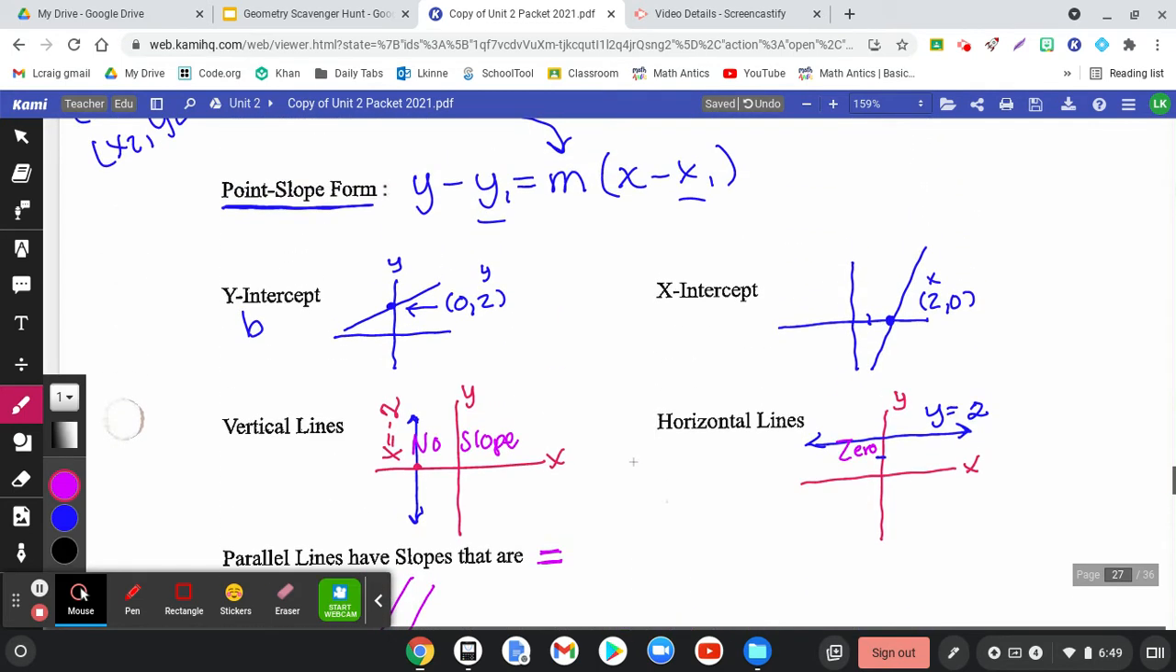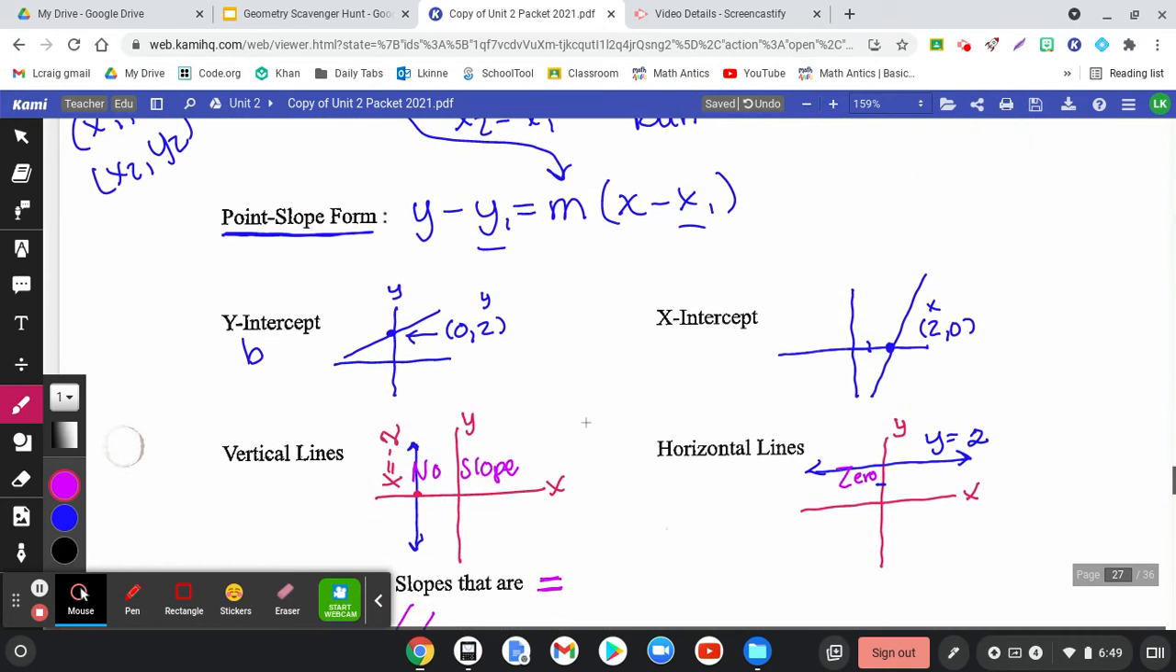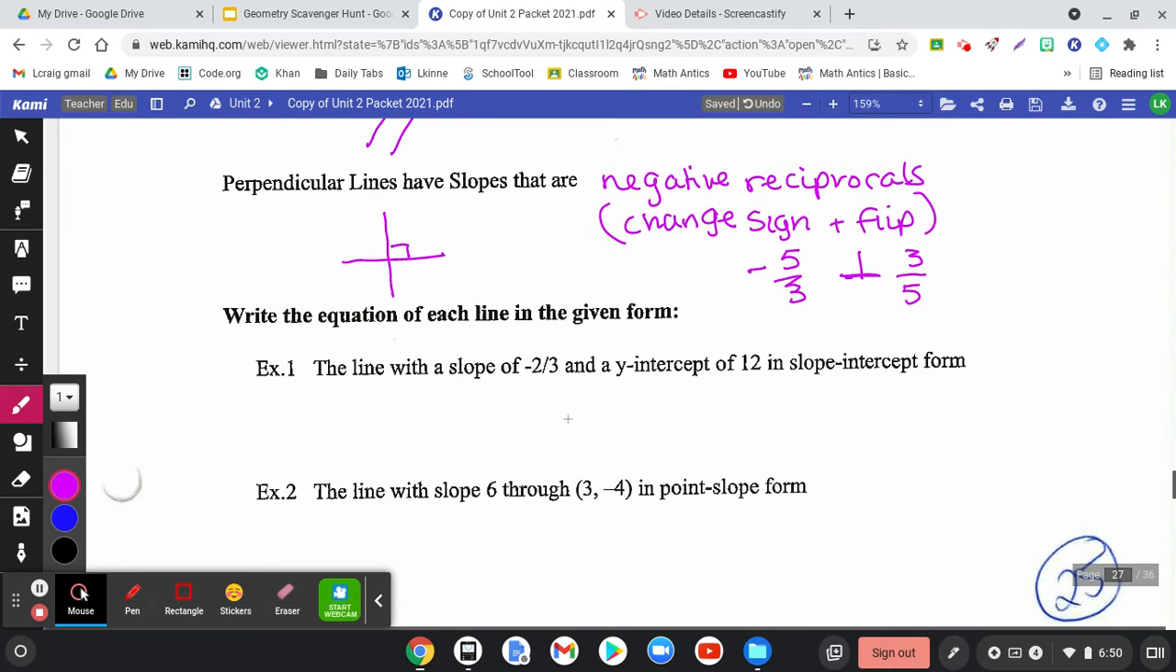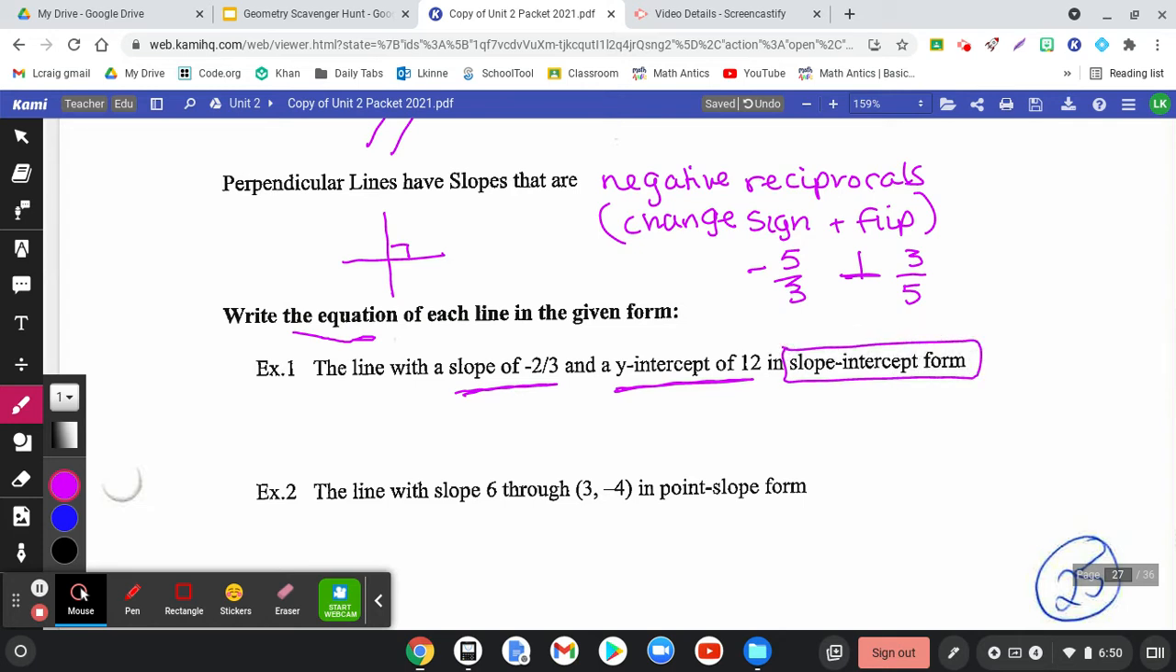Okay, so those are all the formulas that you really need to know and understand. And let's do some practice with those. Write the equation of each line in the given form. The first is the line with a slope of negative 2/3 and a y-intercept of 12 in slope-intercept form. That makes sense. We're going to use slope-intercept form, which remember is y equals mx plus b. If they give you the slope and the y-intercept, that's what you would use. So it's just y equals negative 2/3 x plus 12.